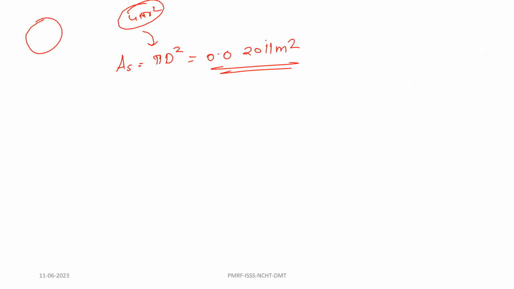Now A_s, which is actually pi d square, the surface area of the sphere, which is 4 pi r square, same as pi d square, comes to be 0.2011 meter square. Now it is told in the question that Q is going by convection plus Q radiation.